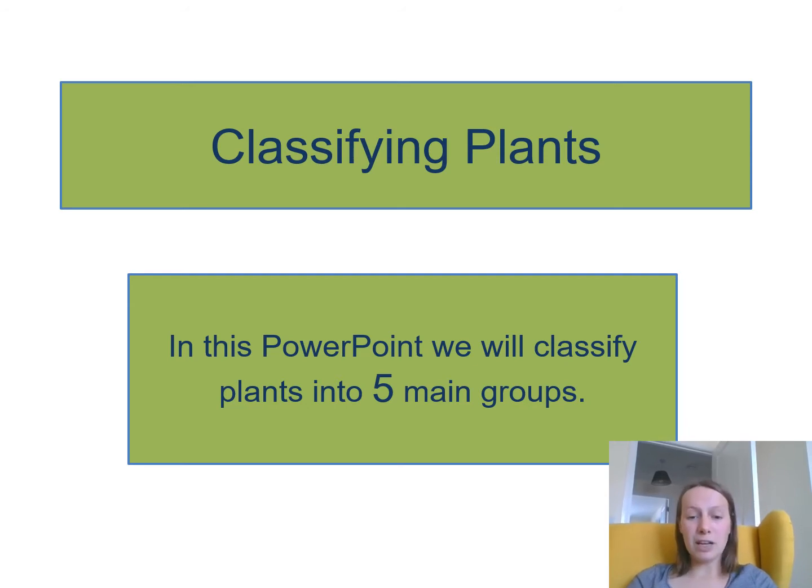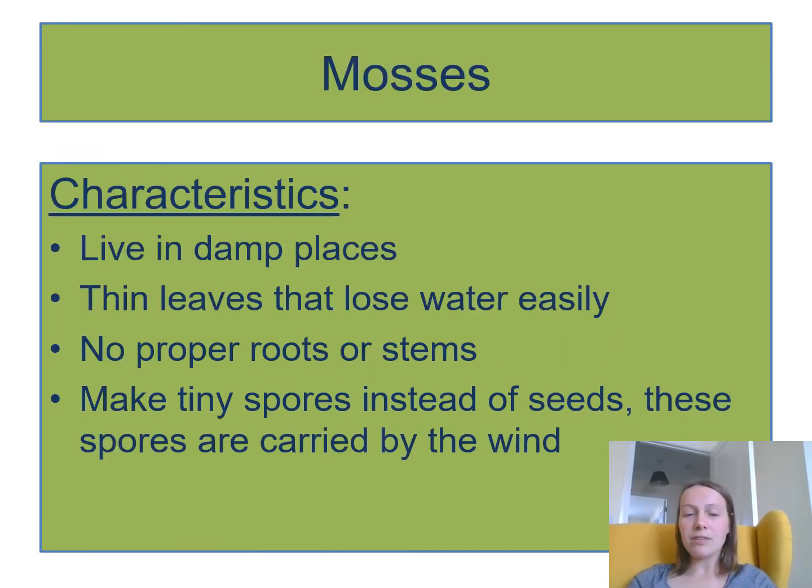We're going to look at 5 groups that plants can go into in this PowerPoint. First one is mosses. Characteristics. That means things that mosses have in common, things that mosses share.